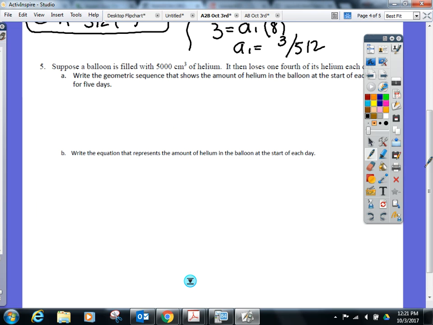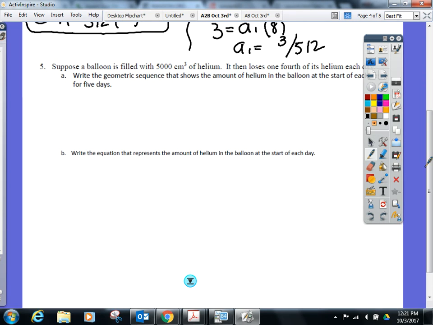I start with 5,000 cubic centimeters of helium. Every day it loses a quarter of it, 1/4. All right, loses a fourth of it every day. Write me the sequence, 5 terms. Write me 5 terms of how much helium is left. Not how much you lose, how much is left.